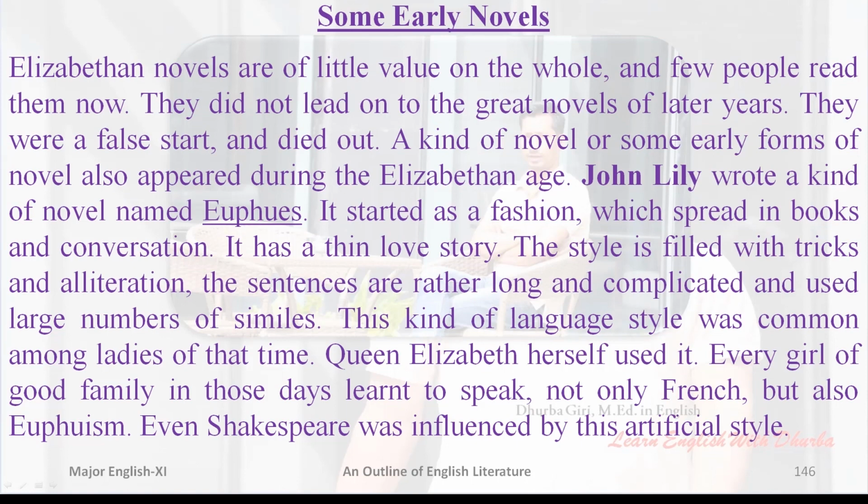John Lyly wrote a kind of novel named Euphues. It started as a fashion, which spread in books and conversation. It has a thin love story. The style is filled with tricks and alliteration, the sentences are rather long and complicated and used large numbers of similes. This kind of language style was common among ladies of that time.